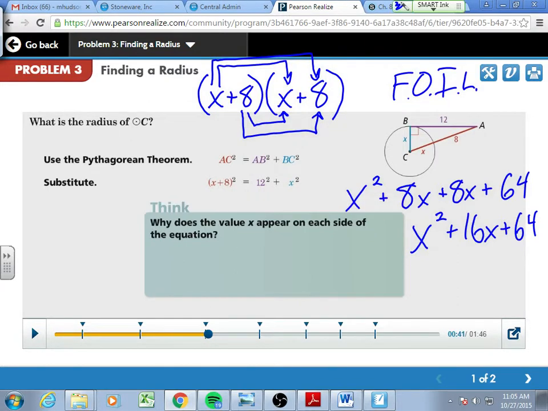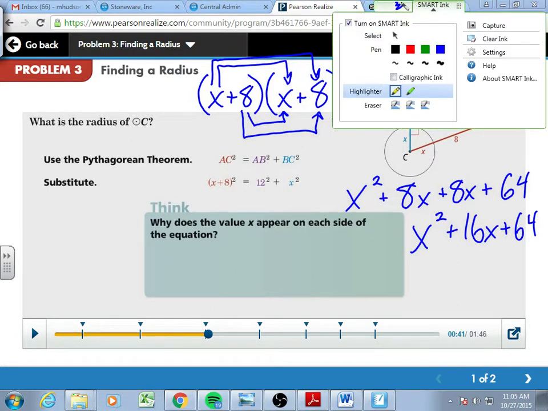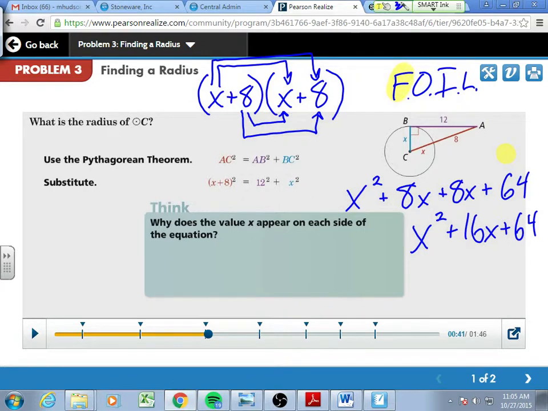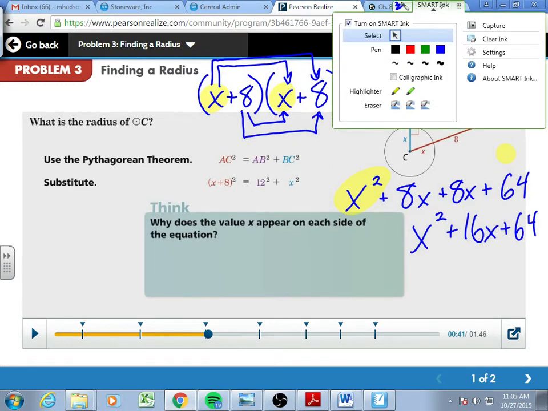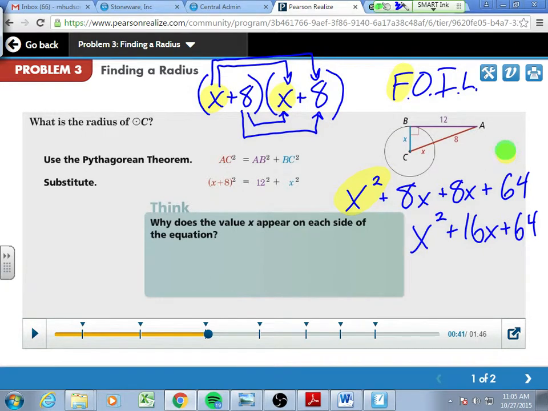Okay, I'm gonna highlight all these things to make it obvious. My first takes my x with my x, gives me x squared. My outsides are my x and my 8, giving 8x. Then my insides are my x and my 8, gives me 8x.